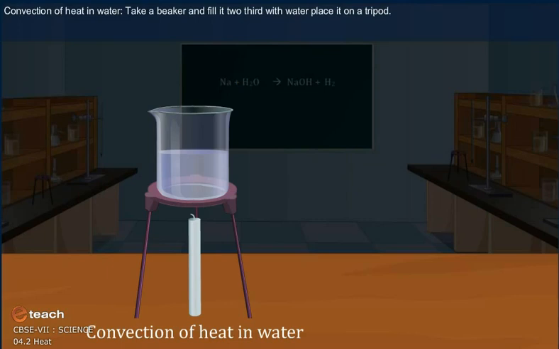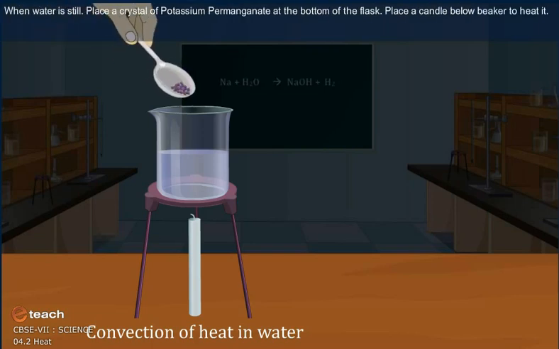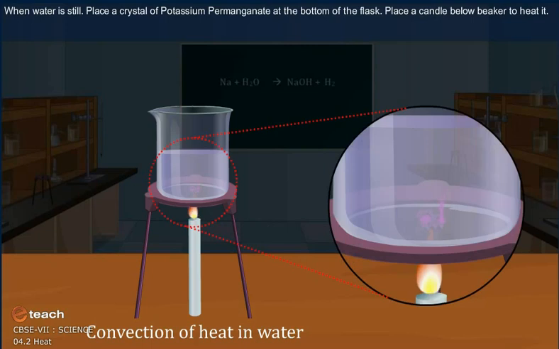Convection of heat in water. Take a beaker and fill it 2/3 with water. Place it on a tripod. When the water is still, place a crystal of potassium permanganate at the bottom of the beaker. Place a candle below the beaker to heat it.